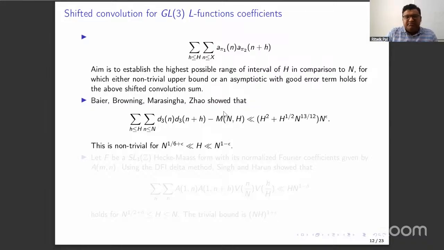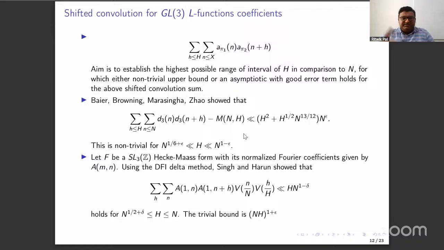Now, this M(n, h) is shown to be a main term only in the case h greater than n to the power 1/3 plus epsilon. Beyond that, that means when h is less than n to the power 1/3 plus epsilon, they are not able to show in their article that this is a main term. But the conjecture is that this should be the main term. However, the error term is non-trivial for h up to n to the power 1 by 6.